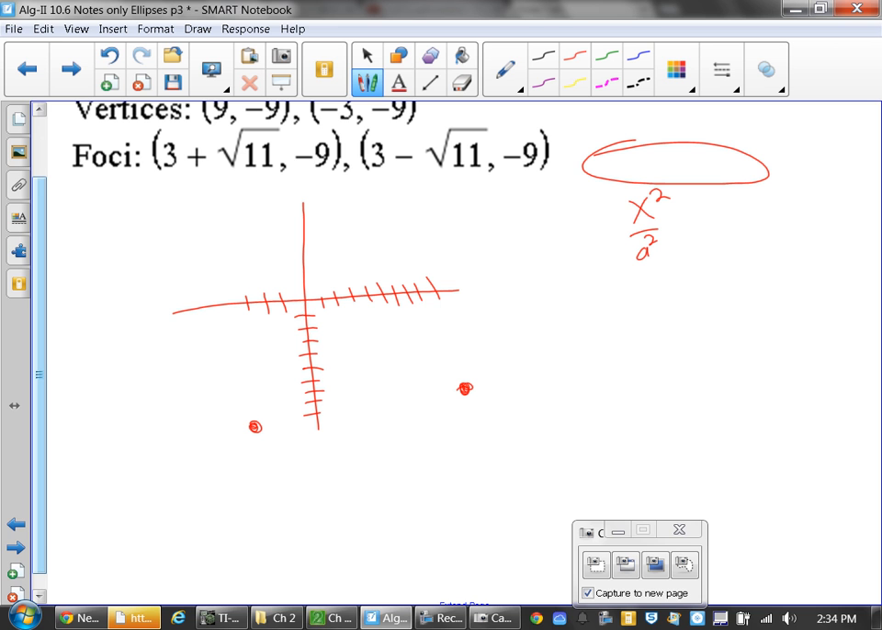If those are my vertices, what occurs at the midpoint of the vertices? Center. The center. So what's -3 plus 9? 6. What's half of it? 3. So your center is at 3. Your HK is at 3, -9. We okay with that? Yeah.